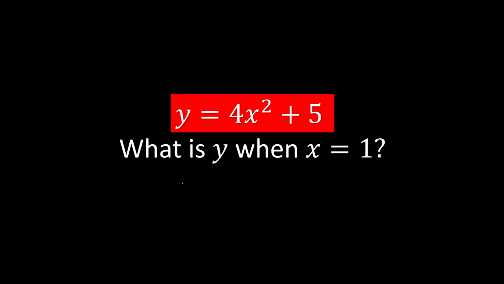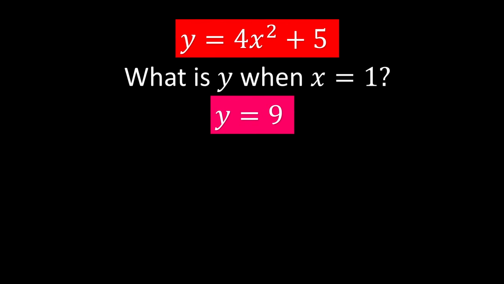Let's say given y is equivalent to 4x squared plus 5, what is y when x is equivalent to 1? This is very easy, right? We just need to substitute x is equal to 1 into the equation, and now you have the answer for y, which is 9.